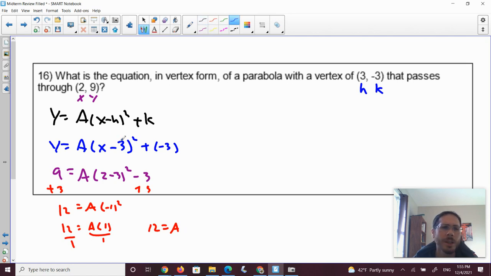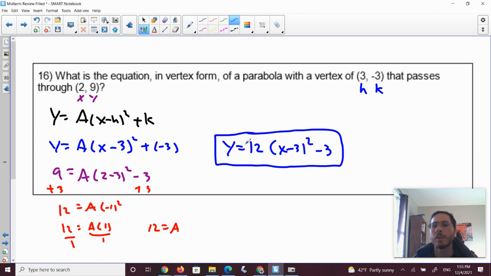Final answer then, we go back to this blue equation. We say y equals 12(x minus 3) squared, and again, I'm going to switch that plus -3 to -3. And there we go. If you want to double check, you can double check it in your graphing calculator or in Desmos. Plug that equation in. Make sure you pass through both (3, -3) as the vertex and (2, 9).